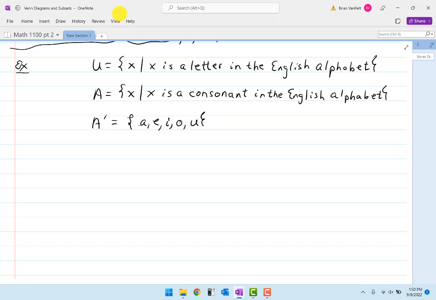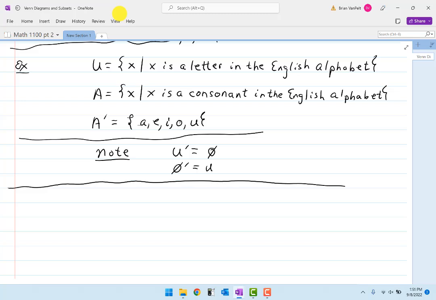A couple of notes. These are more for technical reasons than anything else, but we'll have need for these. If I take the complement of the universal set, it will equal the empty set. If I take the complement of the empty set, it will equal the universal set.